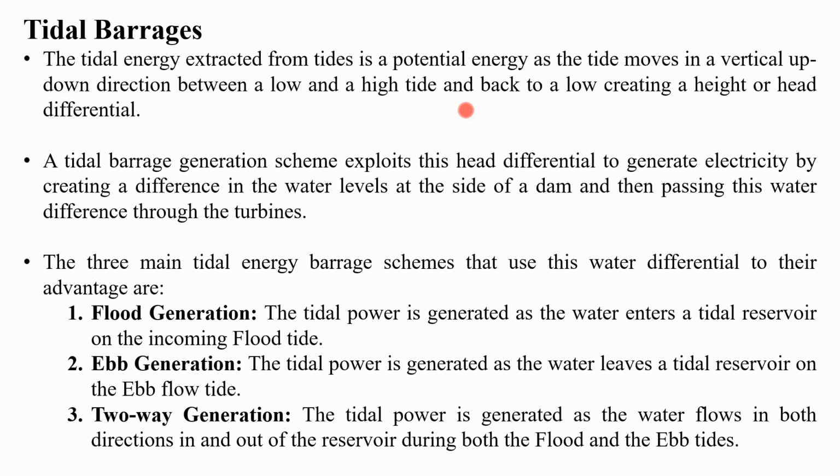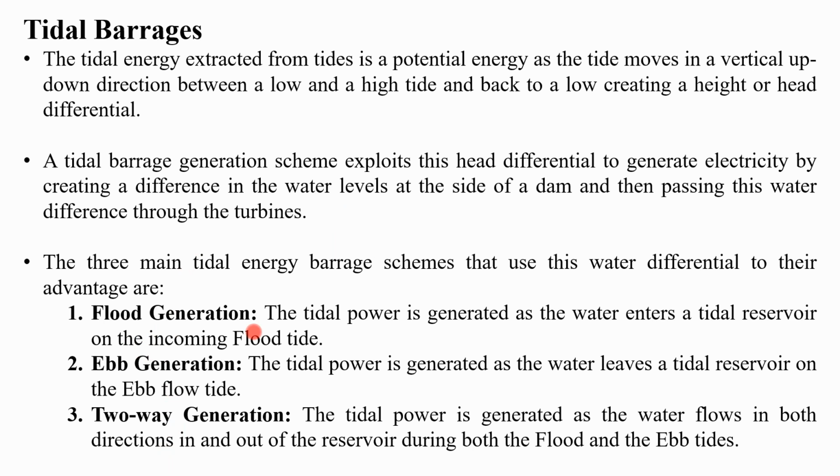The tidal energy extracted from tides is a potential energy, and the tides move in a vertically upward and downward direction, and there is a low and a high tide. Also, a tidal barrage system exploits the head differential, that is the water level, to generate electricity. Depending upon the water level, the total system's output will change. So the three types are these.